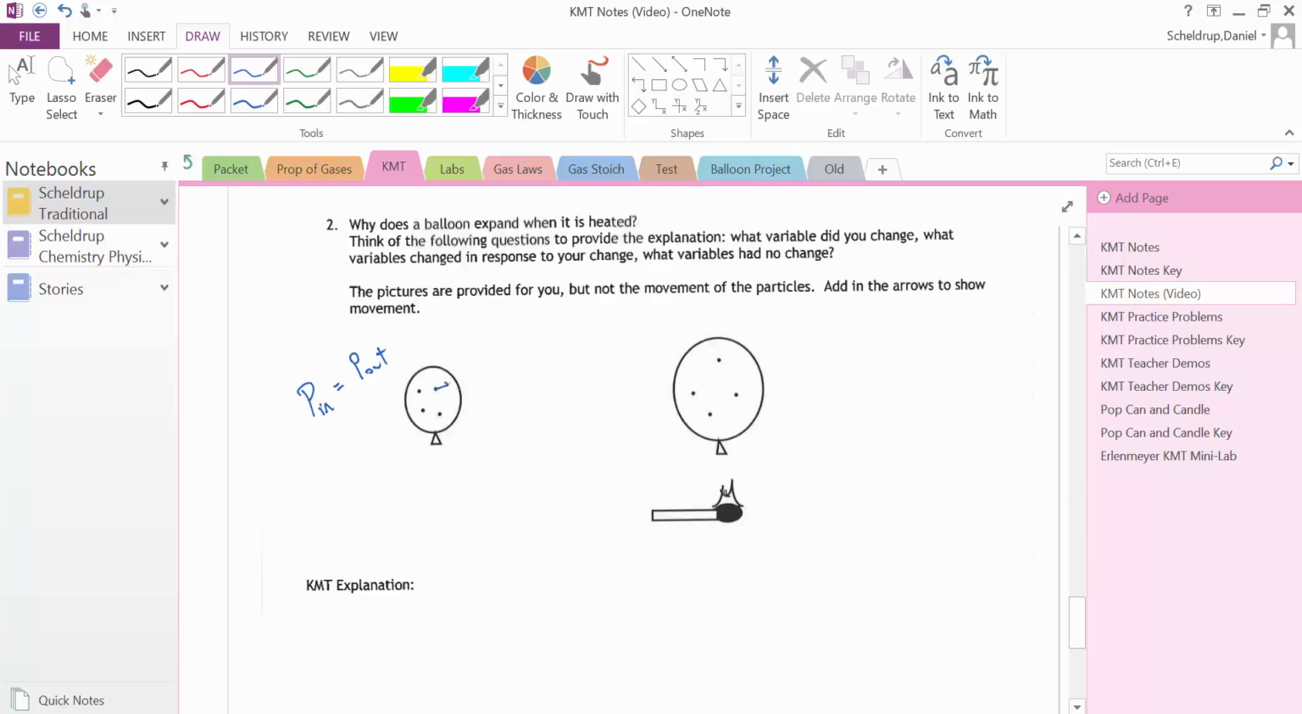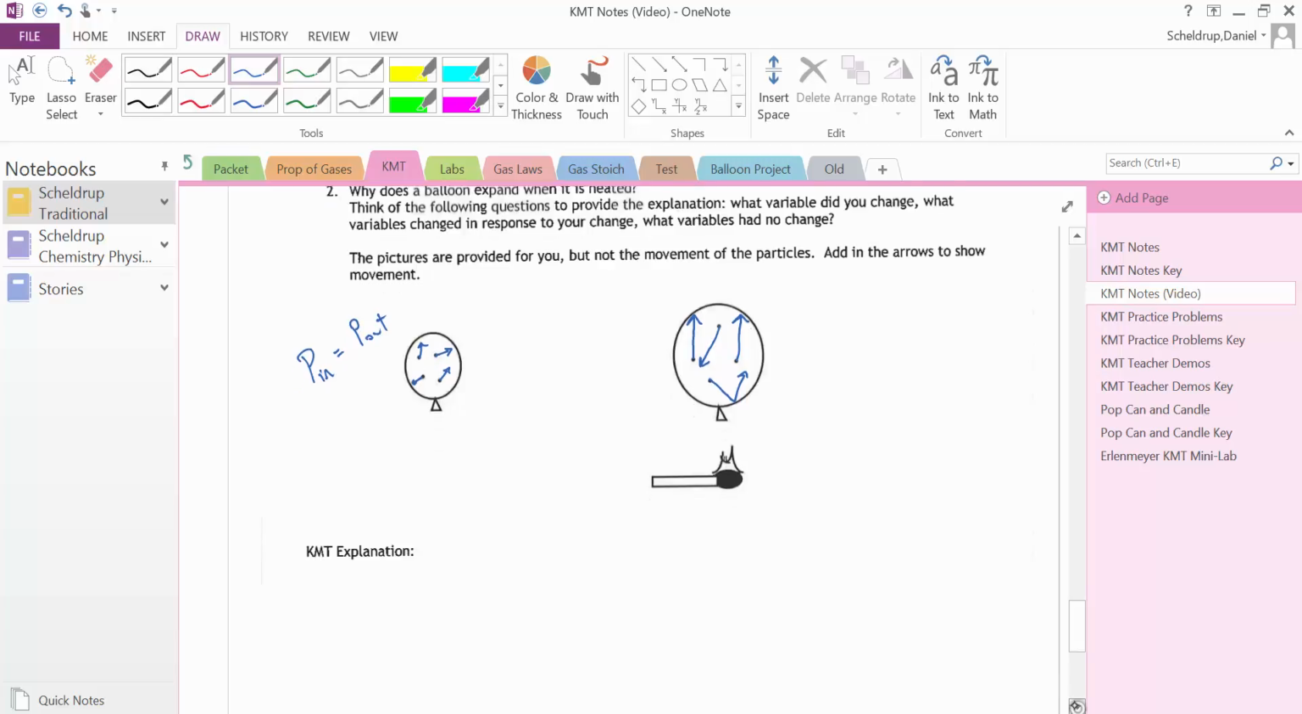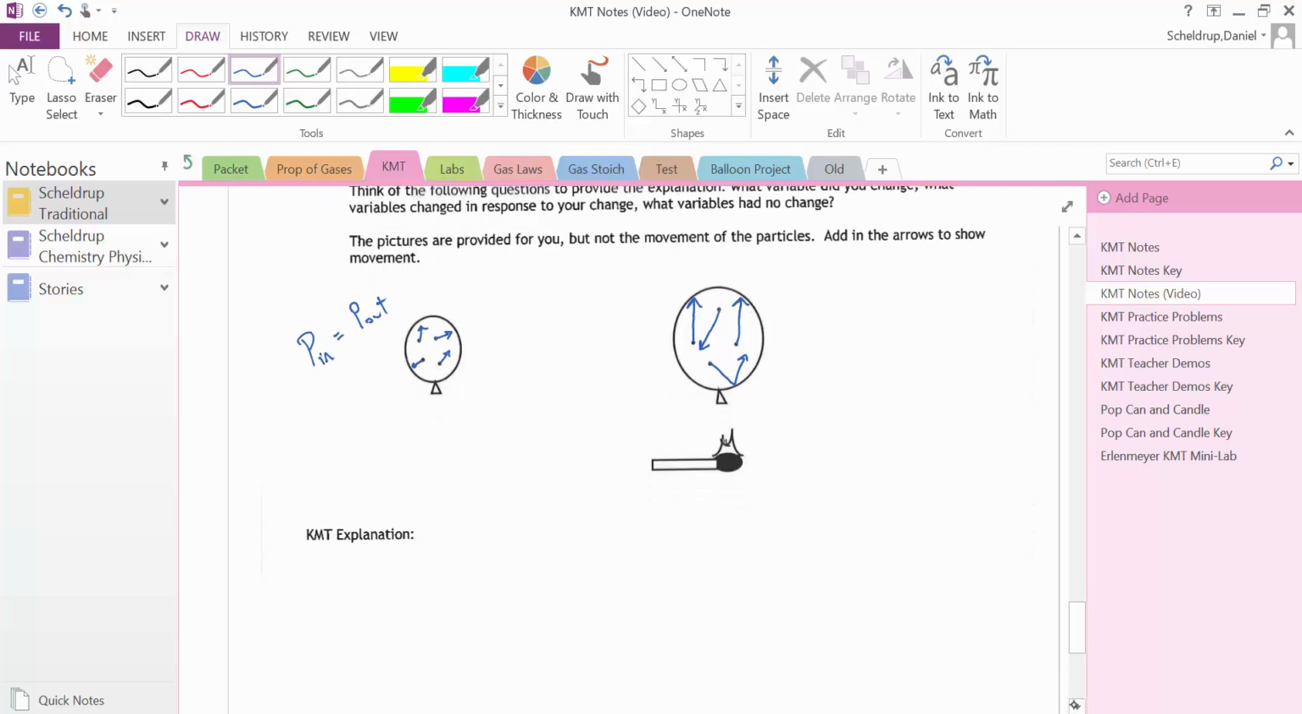Now, if we were to draw little arrows, our first balloon has a lower temperature. So I would draw smaller arrows. As the temperature of that balloon gets bigger, I would represent that by drawing longer arrows for the gas particles that are in this balloon. Maybe they're bouncing off the walls, they're flying around, but the arrow length gets bigger.